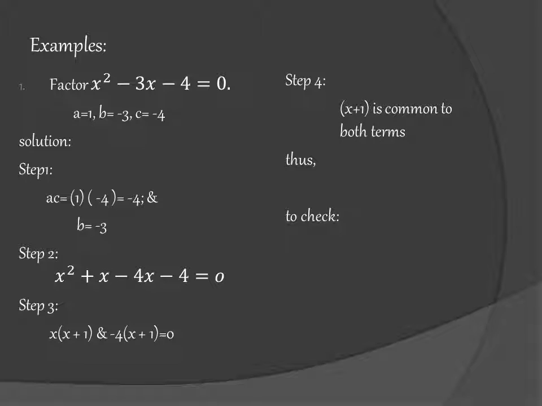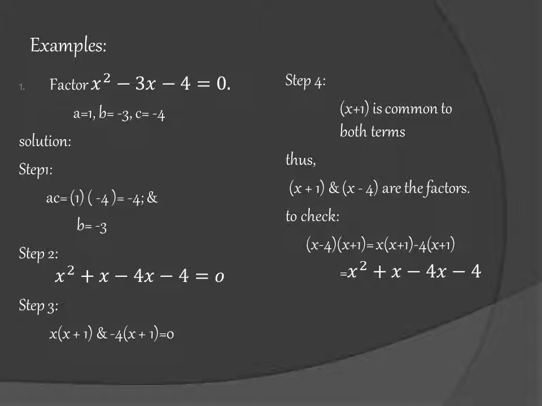So, for step 4, we have x plus 1 as common to both terms. Thus, x plus 1 and x minus 4 are the factors. To check if we are right, we simply multiply x plus 1 and x minus 4. So, x times the quantity x plus 1 minus 4 times the quantity x plus 1 is equal to x squared plus x minus 4x minus 4. And thus, it is equal to x squared minus 3x minus 4.